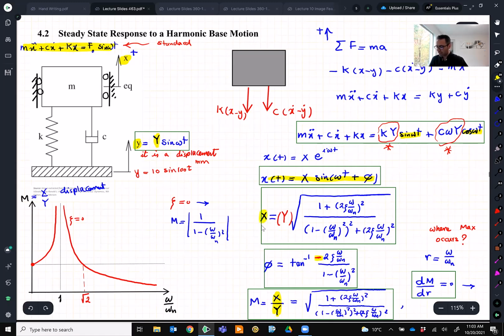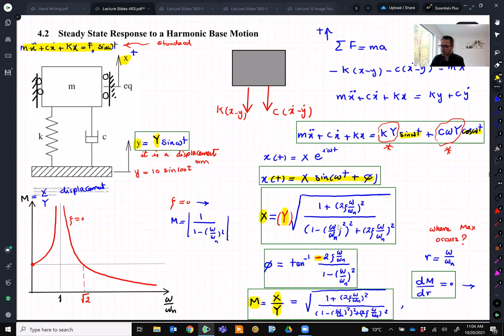X is Y, the capital letter Y, which is the magnitude of base vibration, multiplied by a number. That number, we call m. And again, because at the end of last lecture I had some questions, this m is different for different problems. For example, when we had a rotating system, this m had a different form. When we have damping, it has a different form. For base motion, it has a different form.